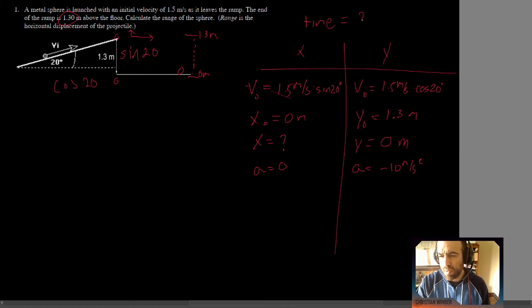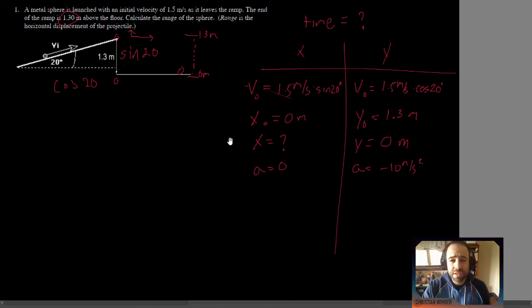Time. Right, so we don't know the time yet. That's probably something we're going to have to find. One of the things I'm going to expect you to be able to do is pick all these numbers out of a problem like this. Notice not all these numbers are given. I didn't give you the -10. I didn't give you the zeros. You had to figure that out for yourself. That's something I expect you to be able to do. I would expect you to pick out how to split up the initial velocity. It always works the same way, but that is something I expect you to be able to do.